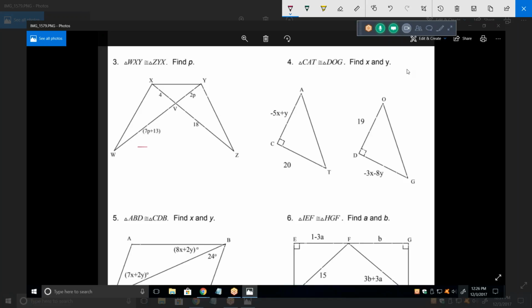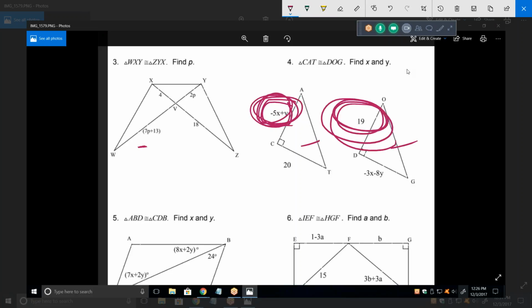8x plus 9y. Hold on. Go from left to right. It's not negative 8x. There's no reason to add line segment AC to line segment DG. That makes no sense. Negative 5x corresponds to that; that's the corresponding side that equals that corresponding side. Corresponding parts of congruent triangles are congruent.